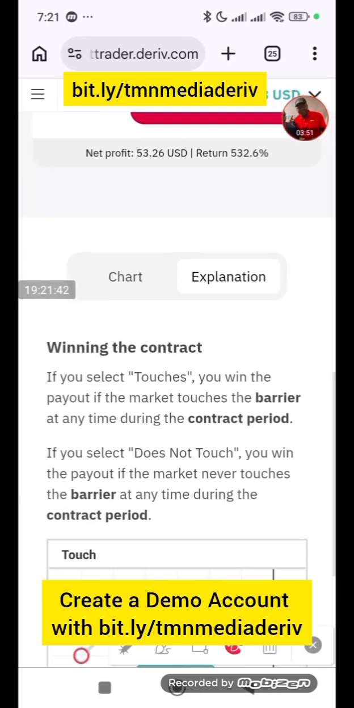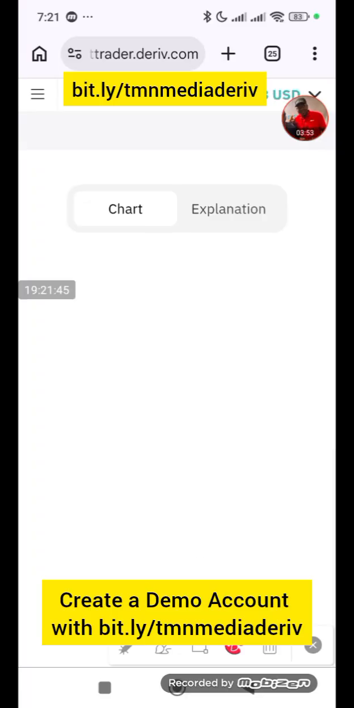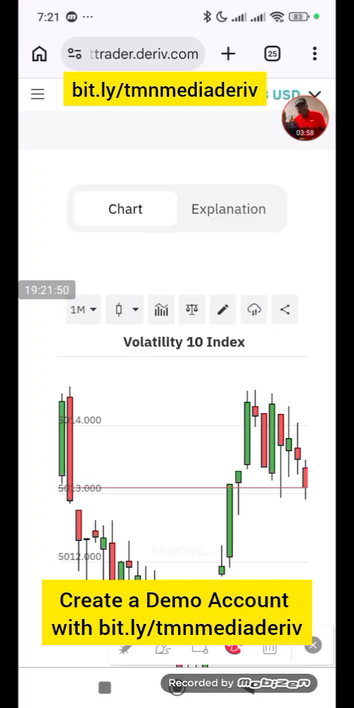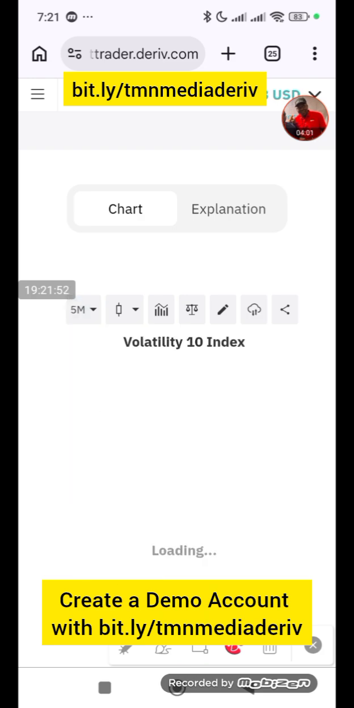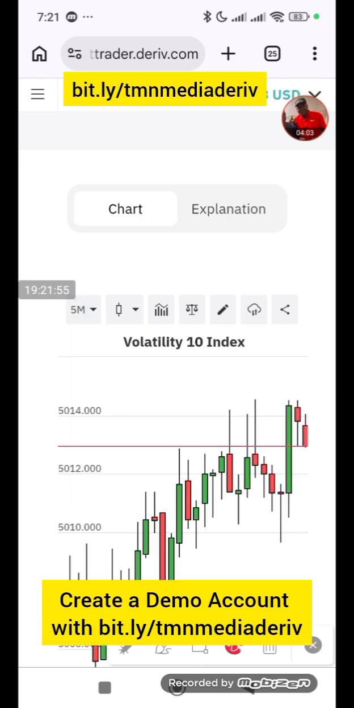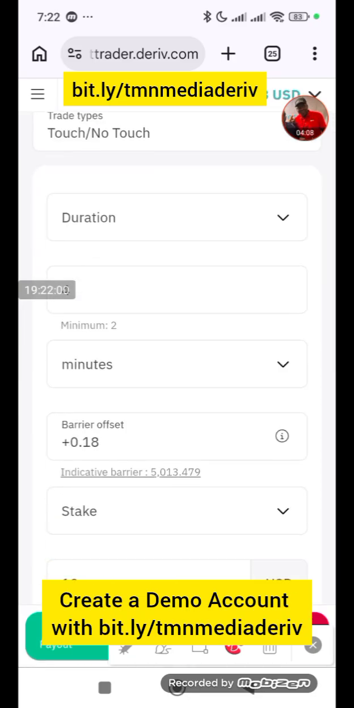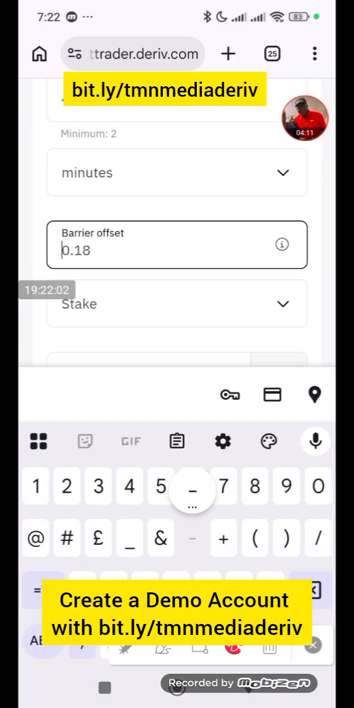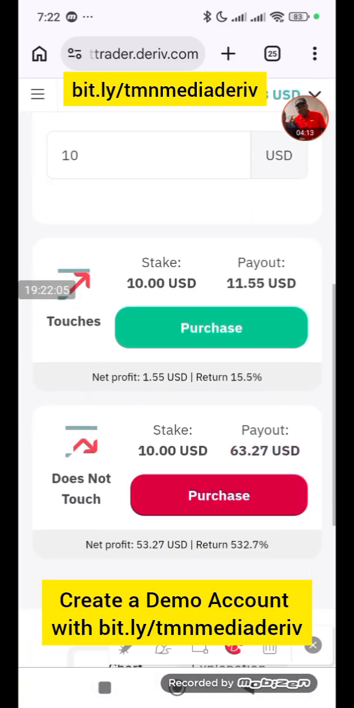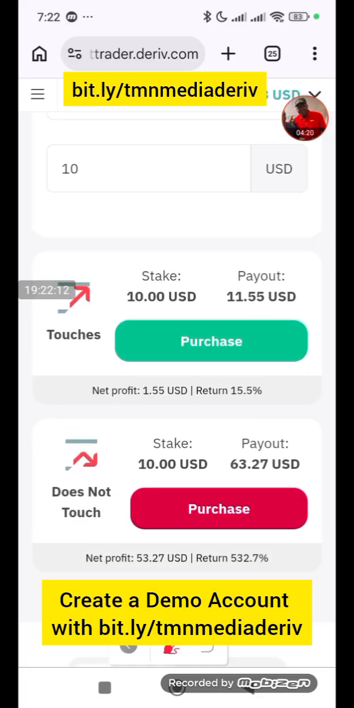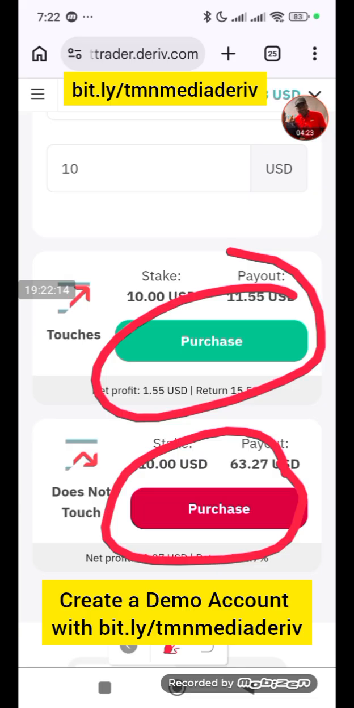And you will see a chart here as well, whereby you can see the movement of the index itself. For the past 1 minute, you can see it's going down. For the past 5 minutes, it's also going down. So I can easily say, instead of plus, I'm going to use minus. Now, minus means I'm saying it's going to go down and it's going to touch the level. So once I click on purchase, you see touch, no touch. As you can see here, this is touch, this is no touch, does not touch, based on my explanation before.